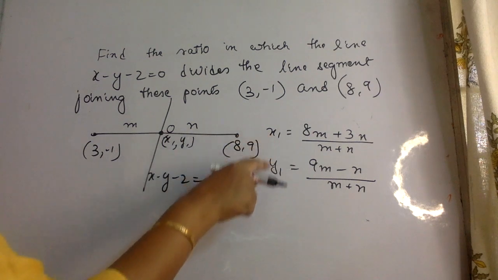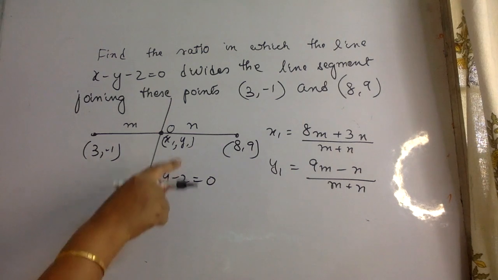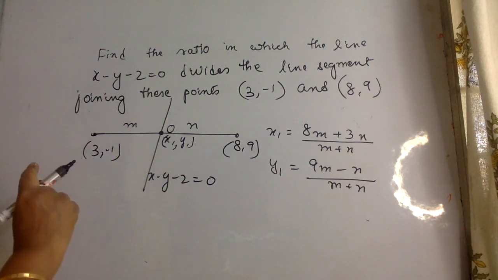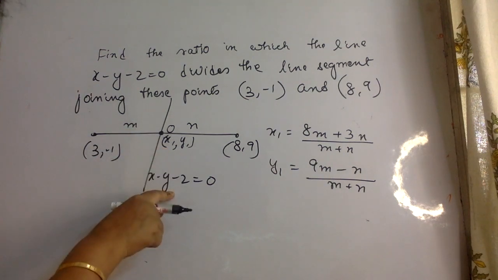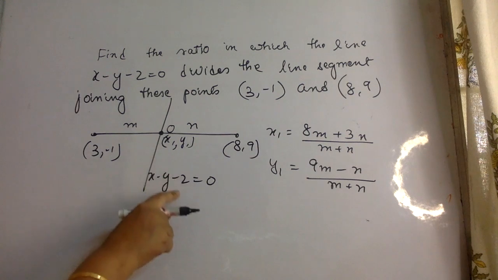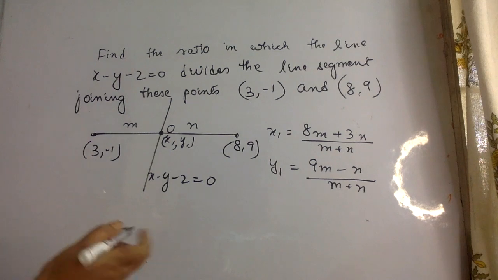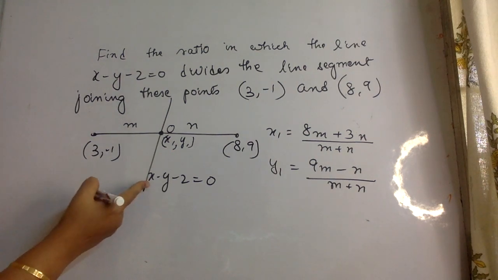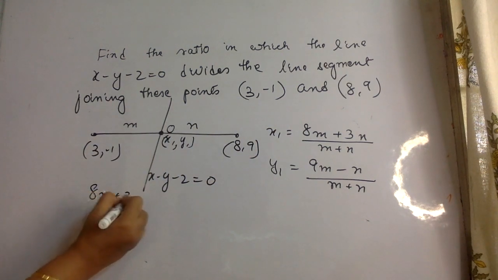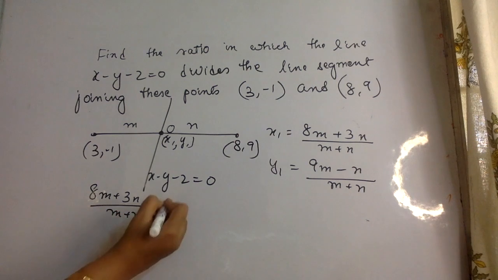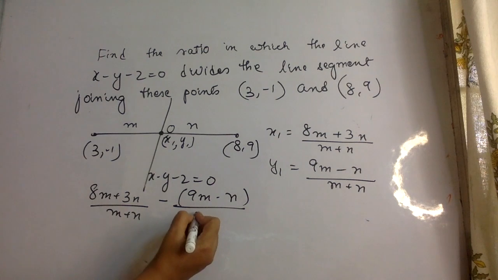I have found the coordinates in terms of m and n, but then the x1 and y1 is a point in this line, so it should satisfy this equation also. So I am now going to put it here, because if they have told it intersects, then this point lies on this line and these 2 points should satisfy this equation of the line, which is coming from top. So here in place of x, I will substitute the x1 value 8m plus 3n by m plus n. Be a little careful because they tend to go wrong. 9m minus m.